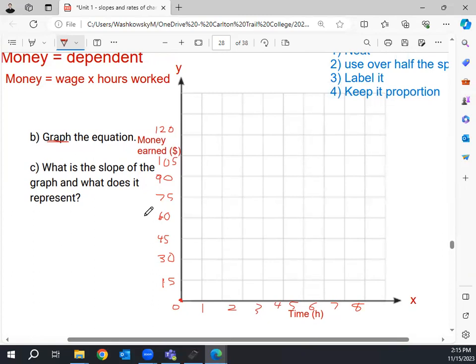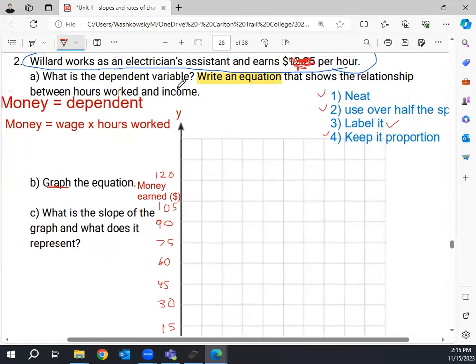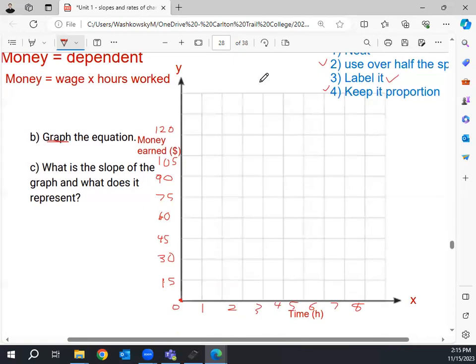Cool. So I've labeled my graph. Check. I've used over half the space. I've kept it proportional. I've kept it as neat as I can. Keep in mind, I'm on a mouse on a computer. It's not as nice as pen and paper. So I probably am going to have a good graph now. Now all I need to do is start graphing my points. I don't have my points, so I need to generate them.